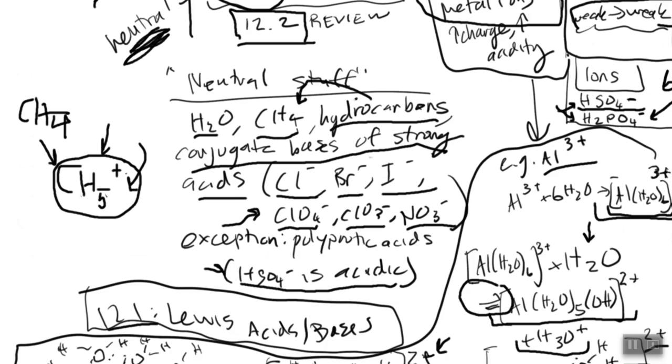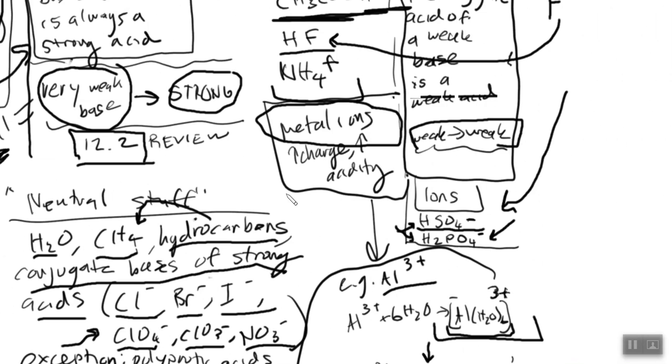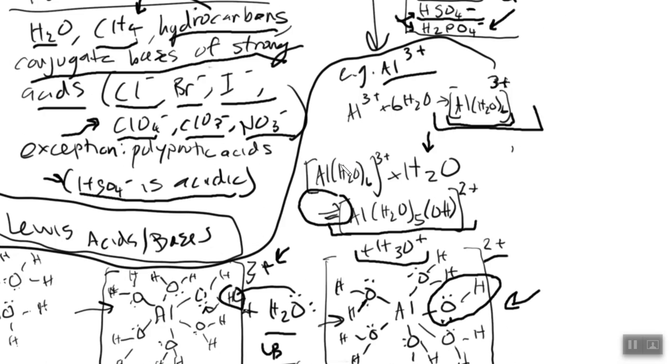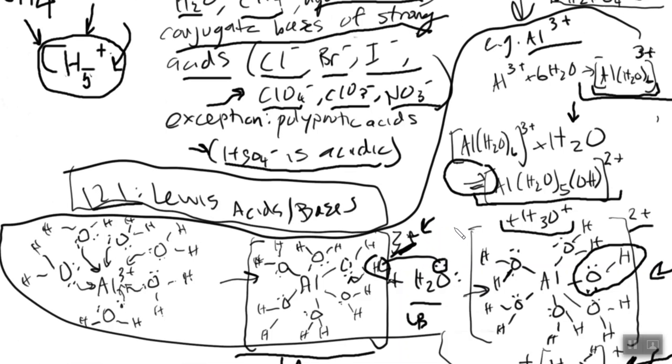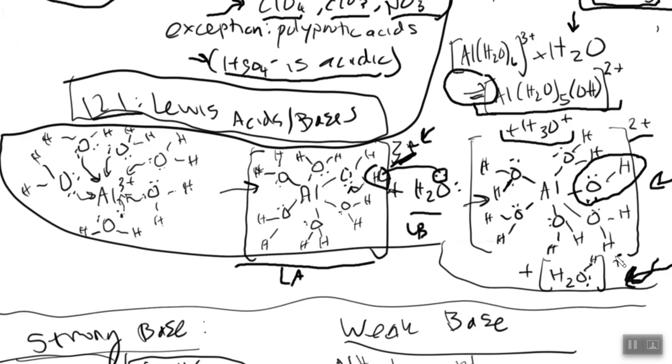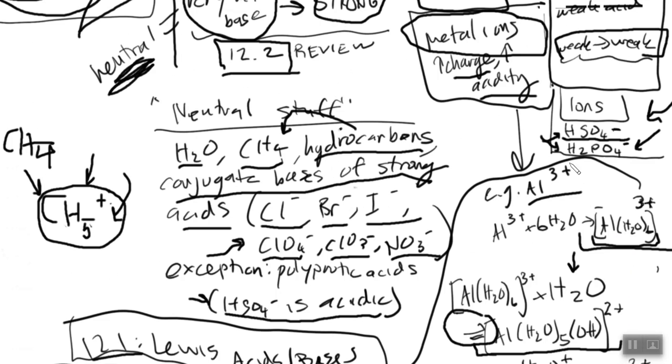Alright, let's talk about one more thing. The higher the charge, the higher the acidity of the ion, and this is because we know that this lone pair are electrons. They like positive things. So the more positive this number is, the more likely it's going to react. And the more likely this reacts, the more hydronium it is going to produce, and that makes it more acidic. So higher the charge, higher the acidity.